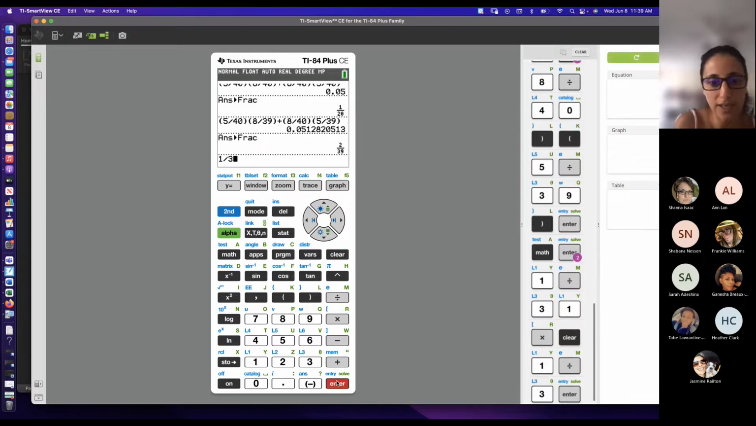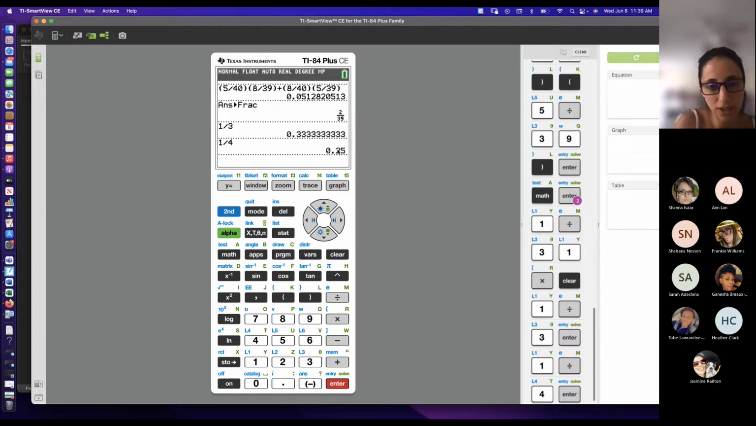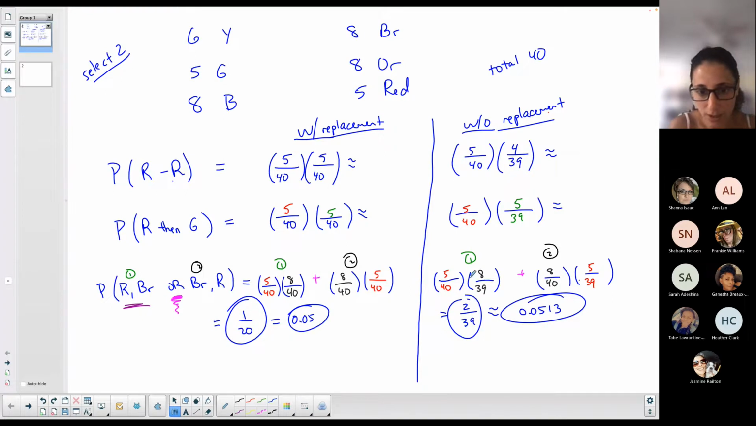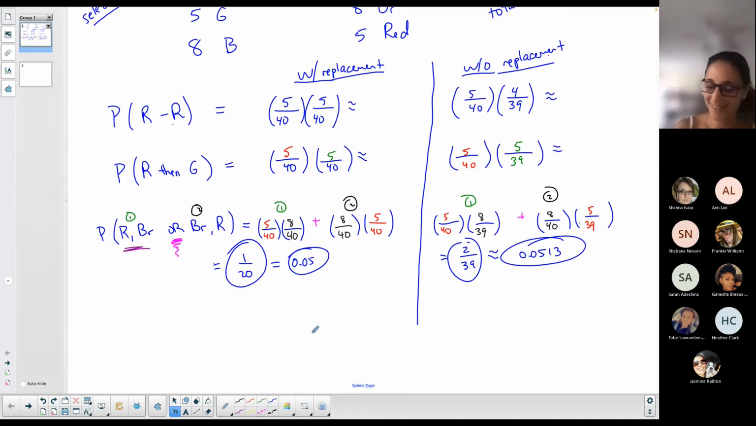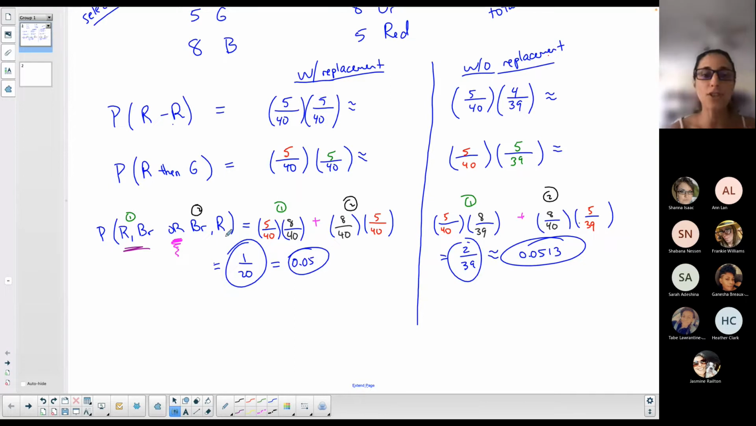1/3 compared to 1/4. As the denominator increases, the total fraction decreases. And vice versa, as the denominator decreases, the total fraction increases if the numerator stays the same. So I would expect this to be larger than this because the numerators are the same, but this denominator decreased. So this should be a little bigger. So it makes sense that this is a little bit greater than this, if that makes sense. Okay. Questions yet? This is good practice because this is the combination of the multiplication rule and the addition rule.